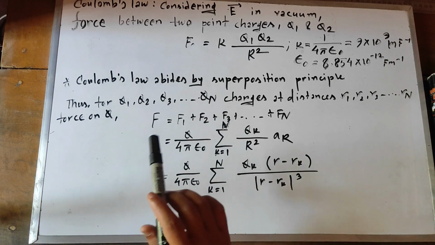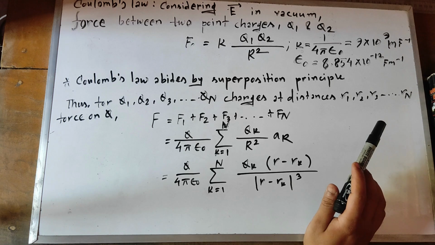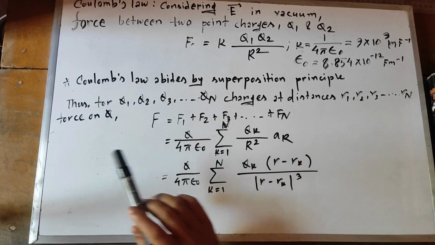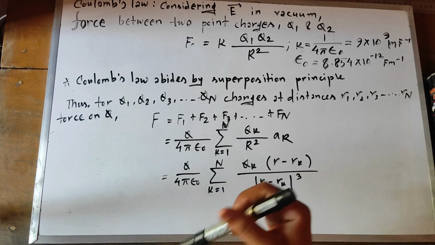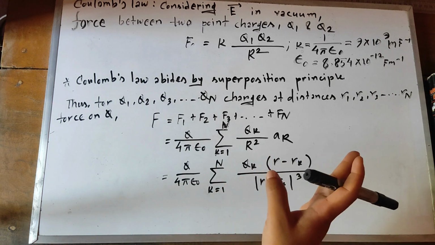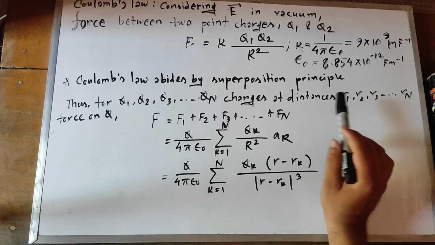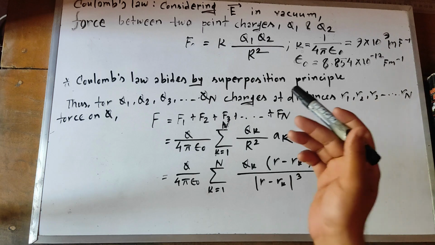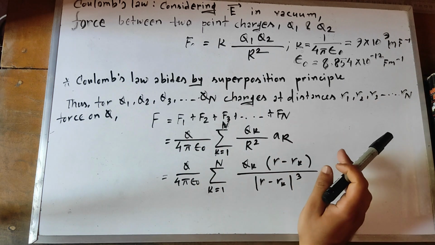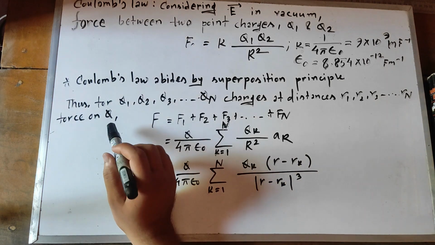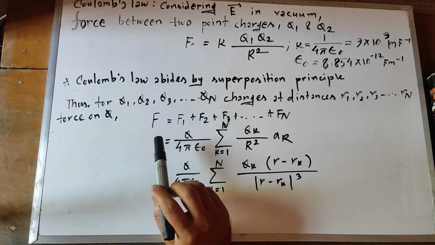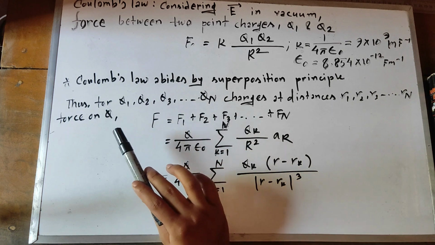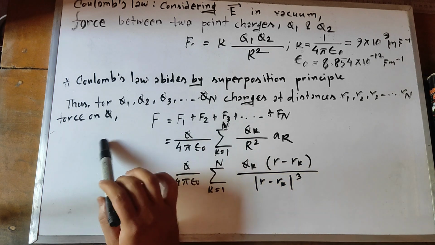Because Coulomb's law, the law for force, abides by the superposition principle, we can say that for charges q1, q2 to qn, which are distributed at distances r1, r2, r3 to rn, the corresponding distances for the charges q1, q2 to qn, the force on a test charge, say q, is the superposition of all the forces individually experienced by the test charge.